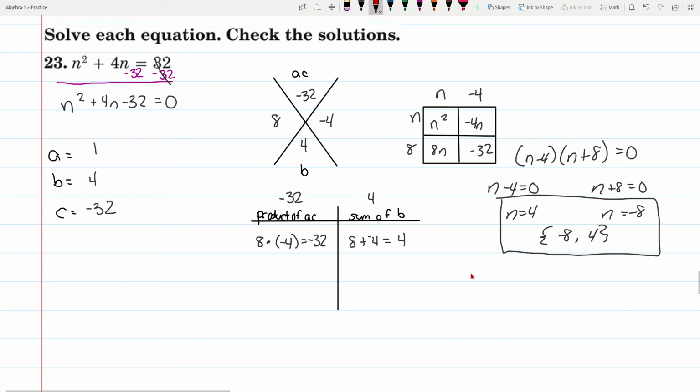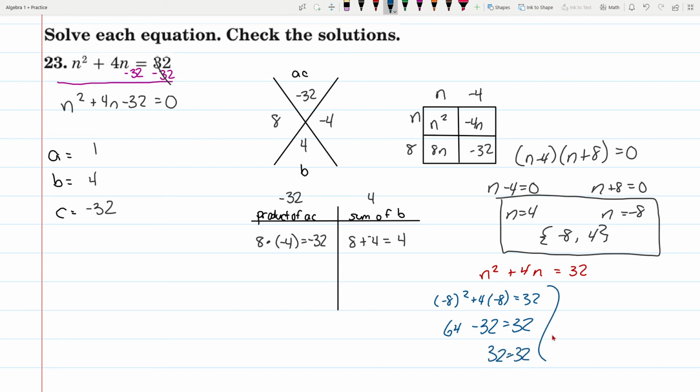Checking, restart with the original. So n squared plus 4n equals 32. Start with the negative 8. Negative 8 squared plus 4 times negative 8 has to equal 32. So a positive, because negative 8 times negative 8 is a positive 64, minus 32 has to equal 32, and yes, 32 does equal 32. So that checks out for the negative 8.